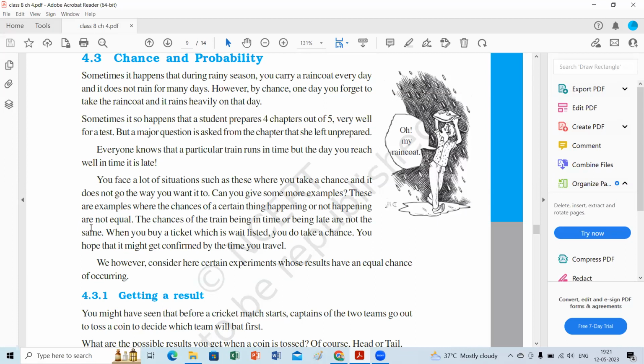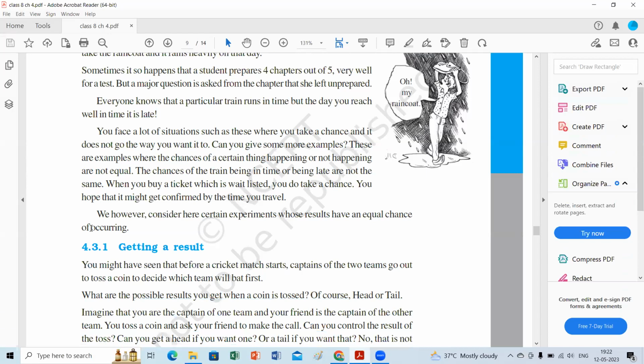Yes, ma'am. The probability of my ticket getting confirmed by the time of traveling is only a chance, a probability. It may happen or it may not happen. There is a chance, or no chance. You can see the multiple examples here.